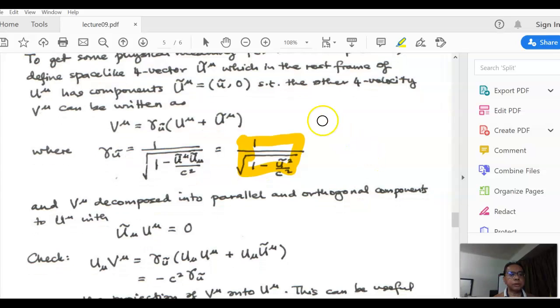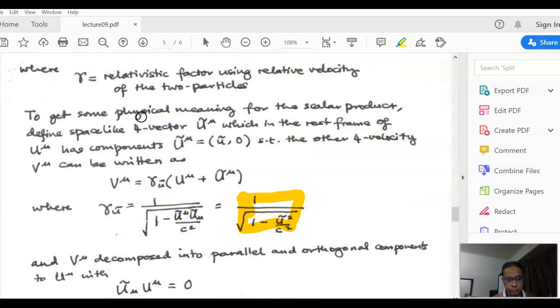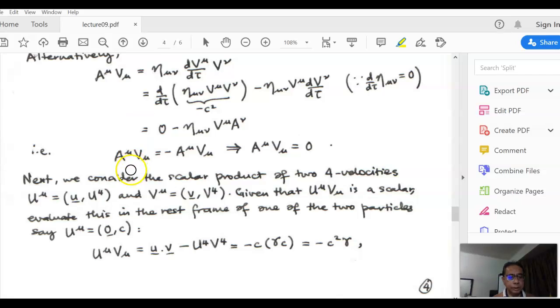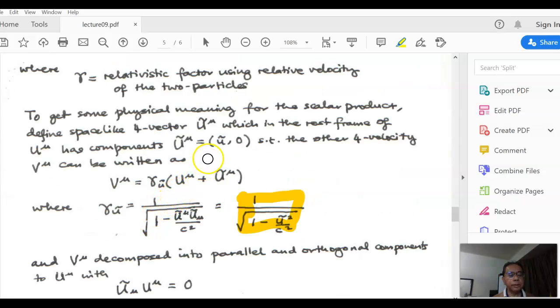And suppose that, okay, now we know that, in this particular case, V mu... let me go back to the picture. So essentially we have this U mu in the rest frame, and then V mu will be some other frame which is moving relative to the rest frame of U.